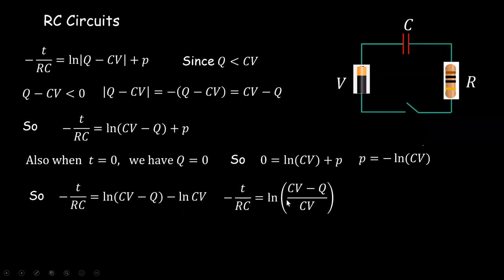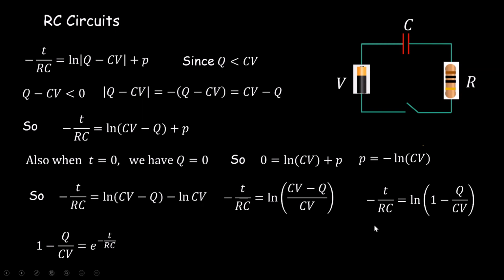So negative t over RC equals ln of CV minus Q over CV, and you can write it as 1 minus Q over CV. Then you can say that e to the power of this quantity is equal to this quantity. So 1 minus Q over CV equals e to the negative t over RC. Then you move this to one side, and you get Q over CV equal to 1 minus e to the negative t over RC, or Q equal to CV times 1 minus e to the negative t over RC.